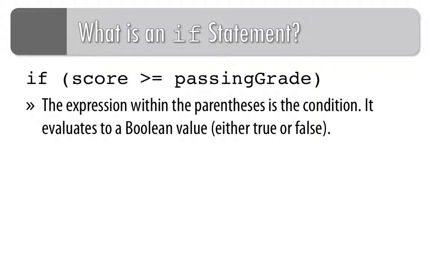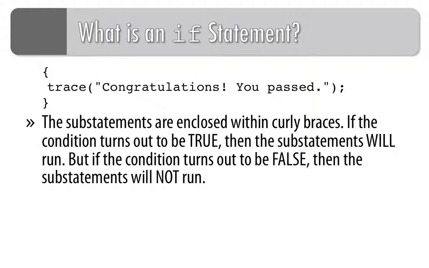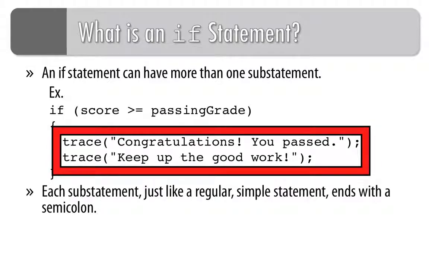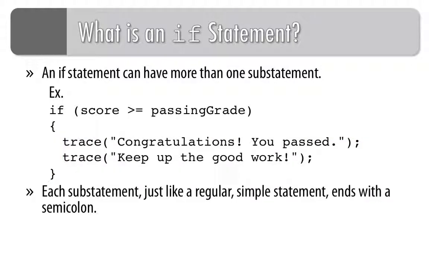So to recap, the expression within the parentheses is the condition. It evaluates to a Boolean value, either true or false. The substatements are enclosed within curly braces. If the condition turns out to be true, then the substatements will run. But if the condition turns out to be false, then the substatements will not run. An if statement can have more than one substatement. In this example, we have two substatements within the if statement's body.